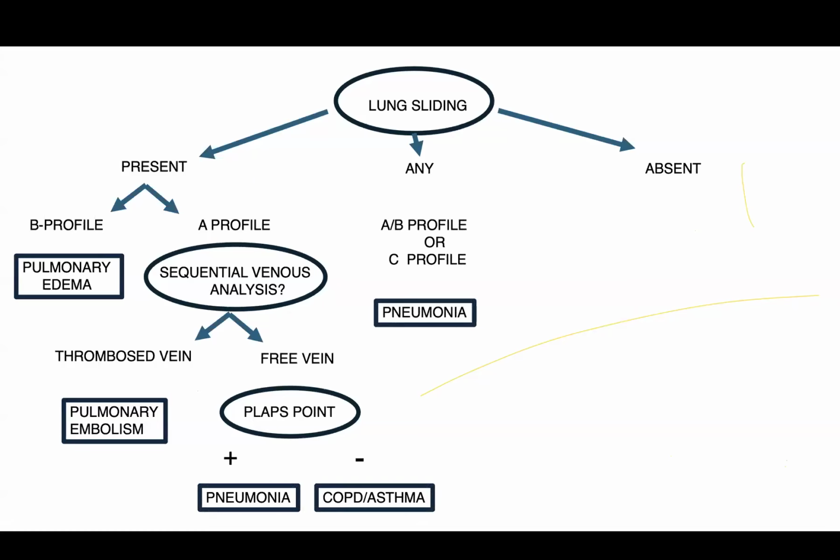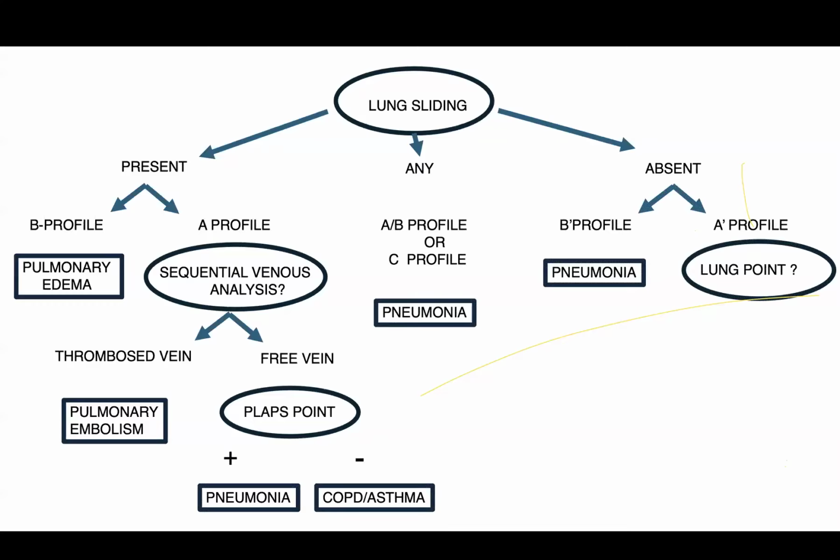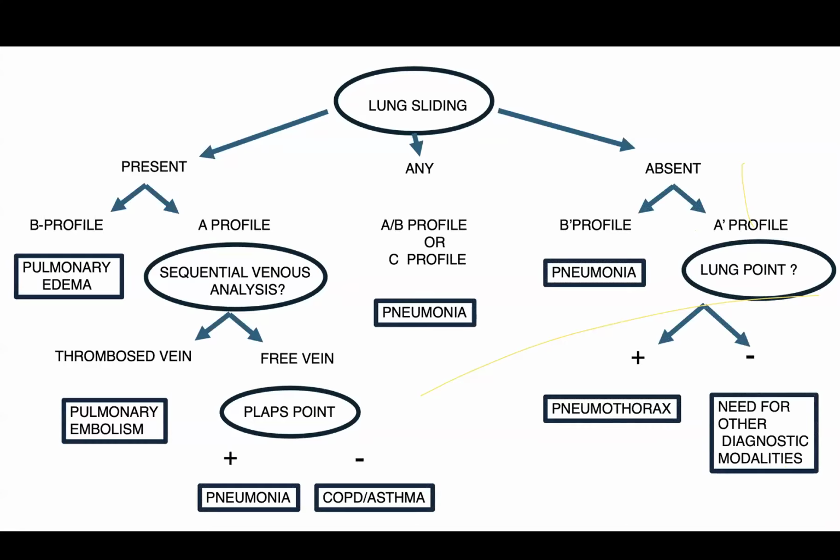If lung sliding is present and it is either an A/B profile or a C profile, it indicates pneumonia. Whereas if lung sliding is absent and it is a B dash profile, it is pneumonia. Whereas if it is an A dash profile, you need to assess if a lung point is present. If it is present, it is a pneumothorax. Whereas if it is negative, then you need to look for other diagnostic modalities.